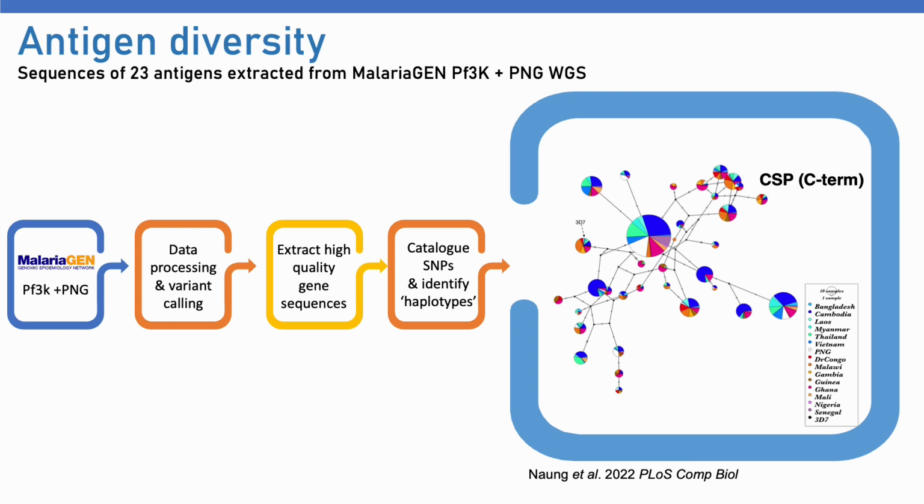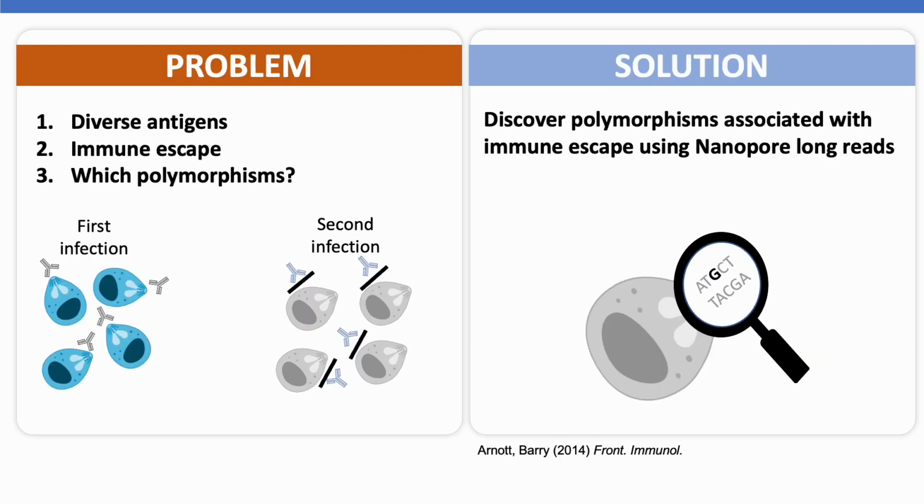Using publicly available genomes, Mio extracted gene sequences for 23 vaccine candidates and completed population genetic analyses. For CSP, the haplotype network shows that the vaccine strain is rare and a large number of haplotypes are restricted to certain geographic regions. This suggests that RTS,S will be even less effective outside Africa. We see this pattern for most antigens.